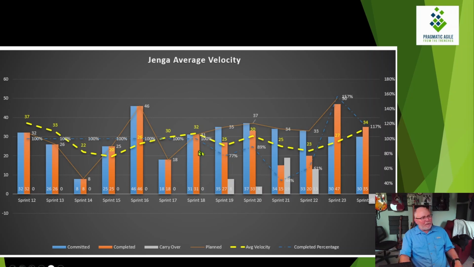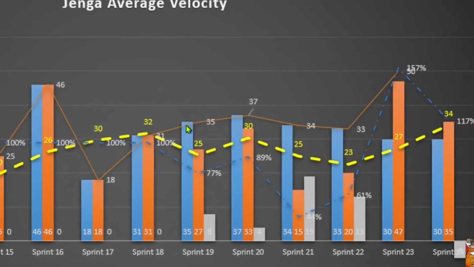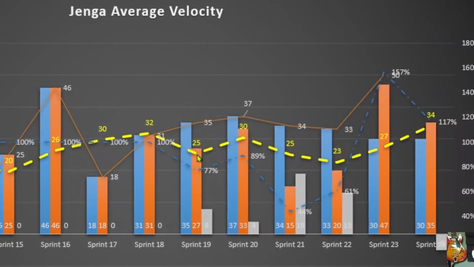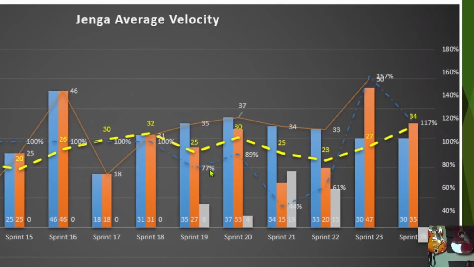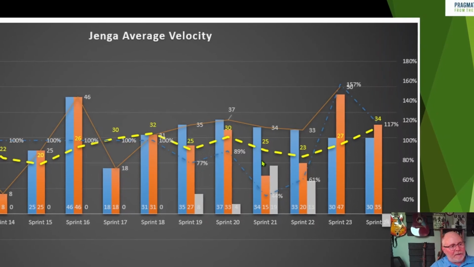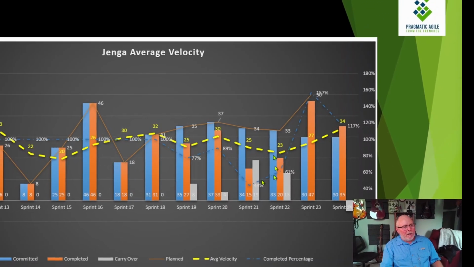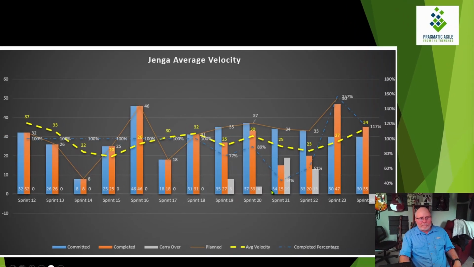So now what happened was, starting at this sprint 19, they had committed to 35 points, completed 25. Not bad, 77%. Okay, so you can see that they were doing okay, but then they ran into some really bad sprints. Look at these, all right? 44%, 61%. What was going on there, do you think? All right, so I checked.